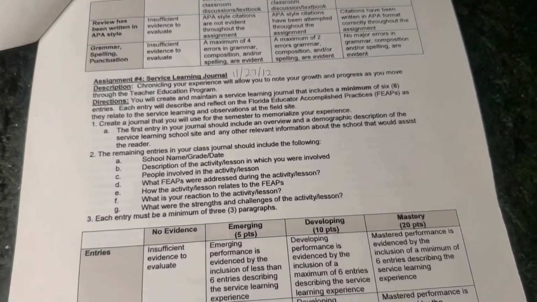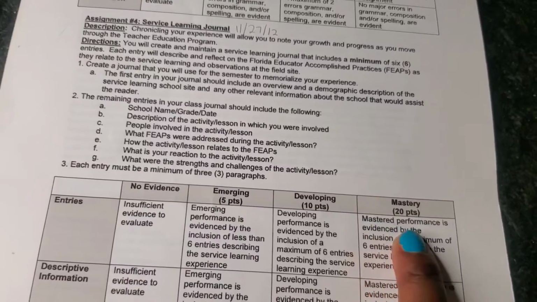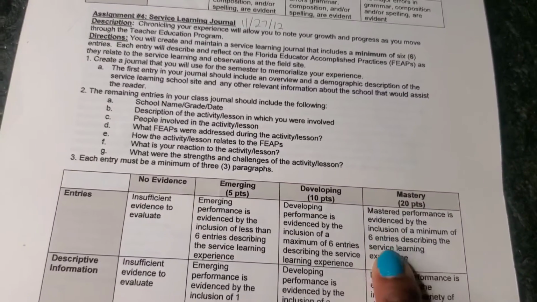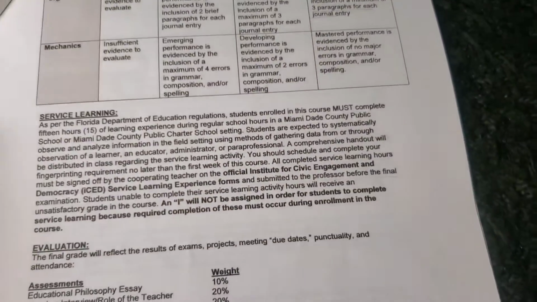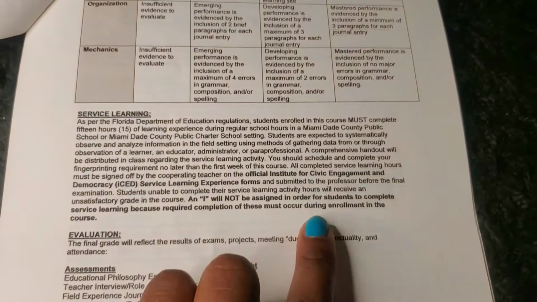Once again, go straight to how do I get the maximum points? There you go. Maximum performance is evident by the inclusion of a minimum of 6 entries describing the service learning experience. That's what service learning is. Basically, community service. This one is explaining the reason why we have to do service learning.